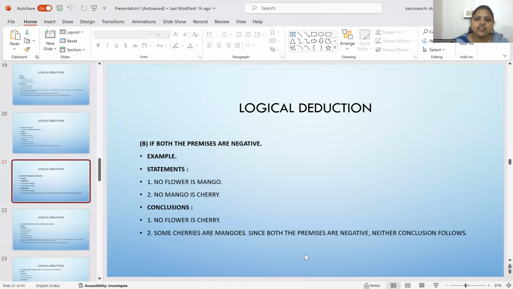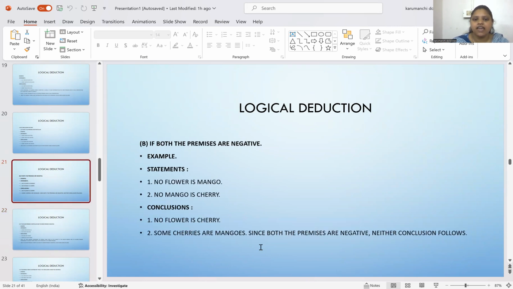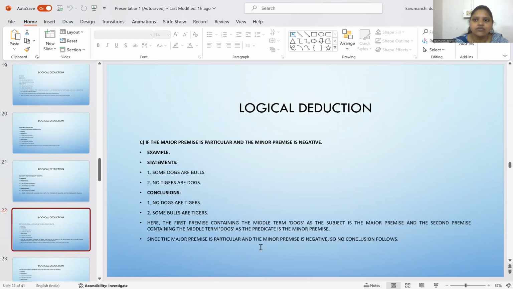The next case is if both premises are negative. In this example, the statements contain no quantifier, right? No flower is mango, no mango is cherry. And the conclusions here are no flower is cherry, some cherries are mangoes. Since both the premises are negative, we cannot say which is the conclusion. Maybe both, maybe neither conclusion follows.